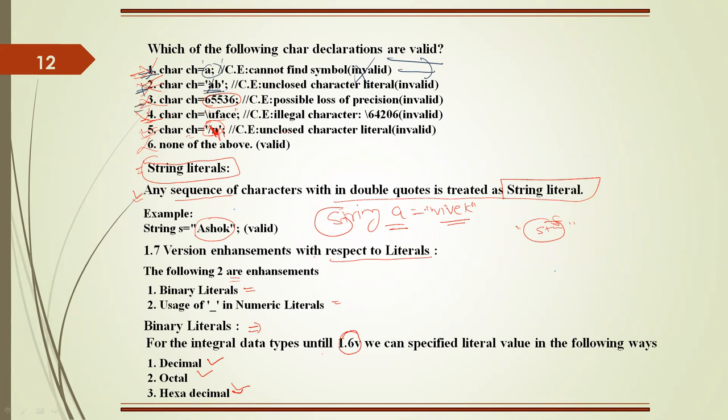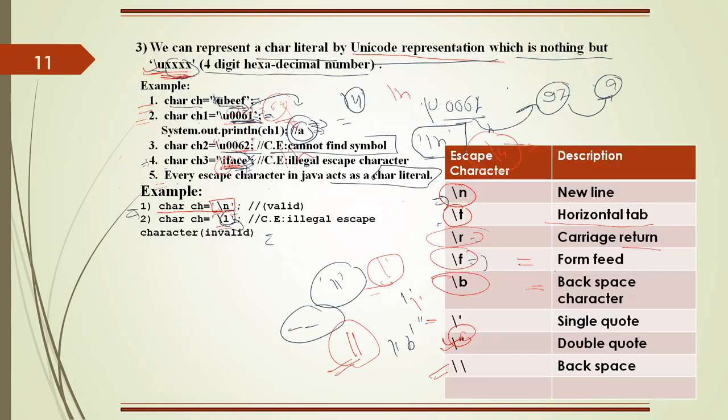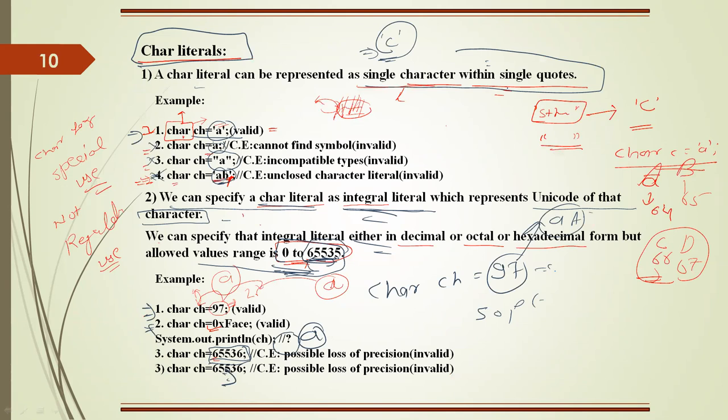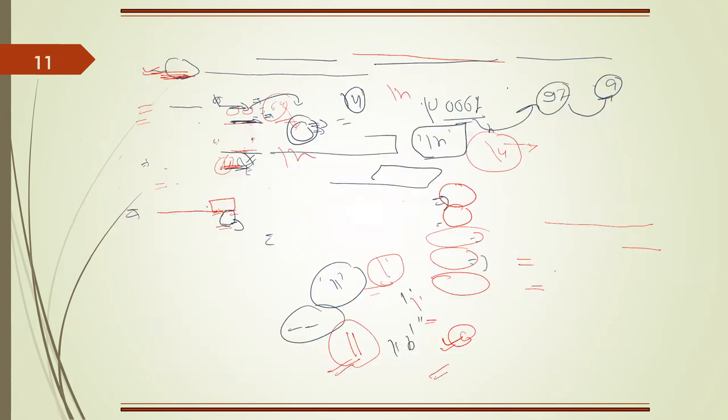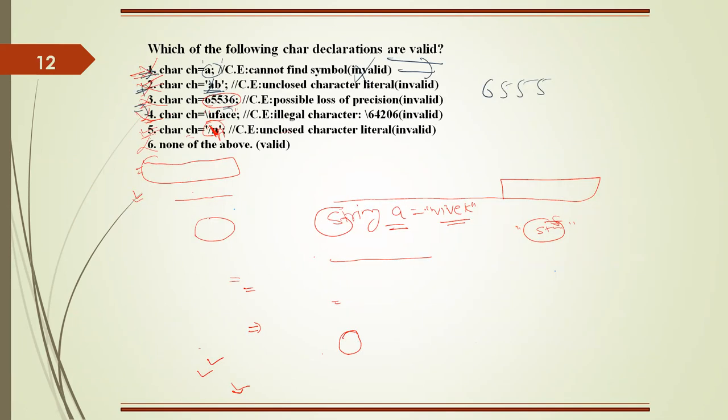char ch equals 65,536, but the range is 65,000, something like this. Where is the range? Okay, 65,535. Here you can see, the limit is 35 and you are using 36. That's why it's getting an error, out of range. If you are within the range, then it's good to go. Out of range is not possible in Java.